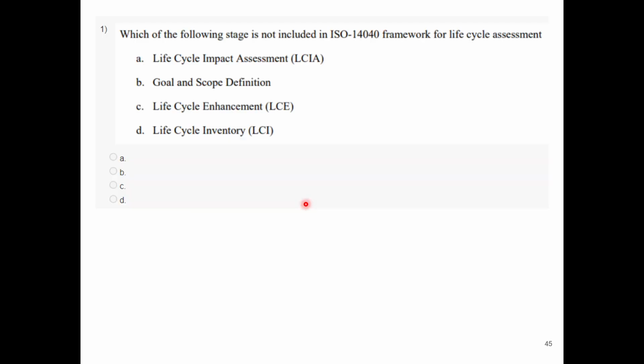Now let us try to understand it further by solving a few problems. Let us see how much we have understood. The first problem: which of the following stages is not included in the ISO 14040 framework for life cycle assessment? A is life cycle impact assessment LCIA, B is goal and scope definition, C is life cycle enhancement, or D is life cycle inventory LCI. Out of these four, which is not included? Is it A, B, C, or D?